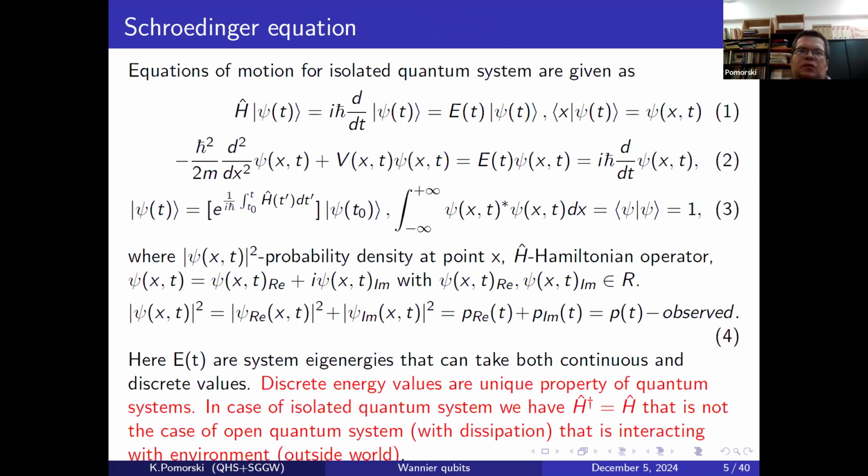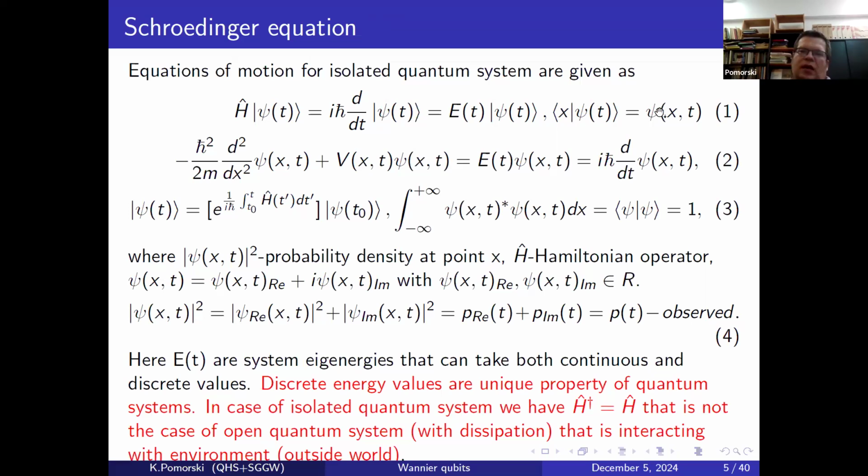So then let me move to Schrödinger equations of motion. Basically, you have the Hamiltonian acting on a quantum state, and there is a dependent iℏ d/dt with respect to this quantum state. It's the equation of motion for a non-dissipative system, and that's equal to the eigenenergy, that is position independent, times the given quantum state.